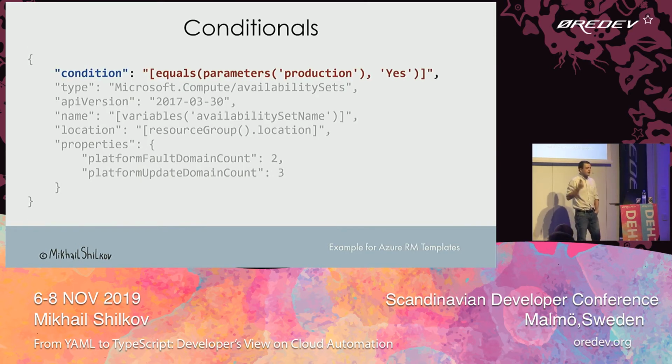They have conditionals, like in Azure, for example. Sometimes you don't want to deploy a resource in one environment, for example, in a test lab. So you can say condition and then use special syntax with square brackets and the equals function to define that you don't want to deploy this resource if the parameter is no.